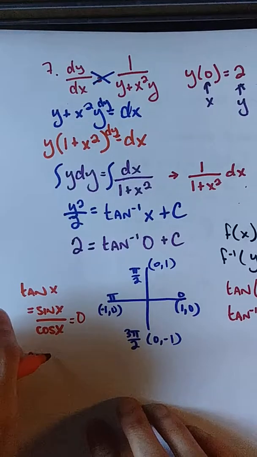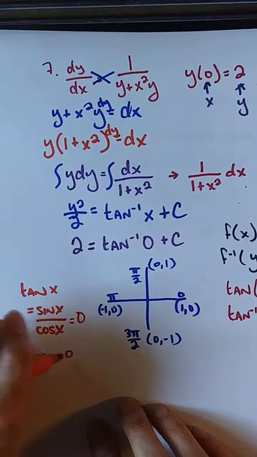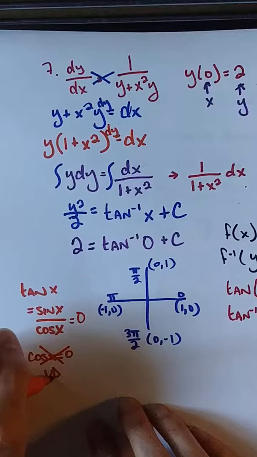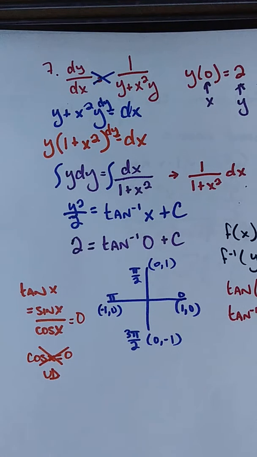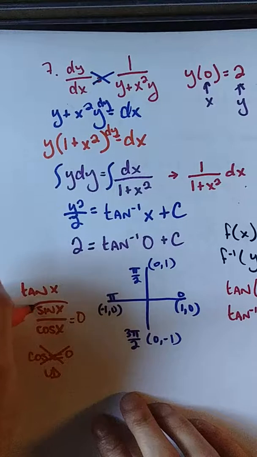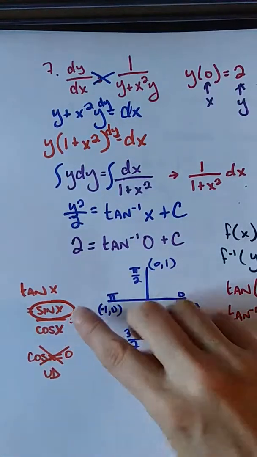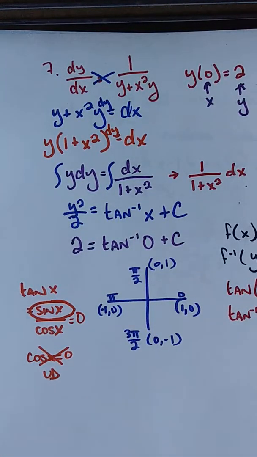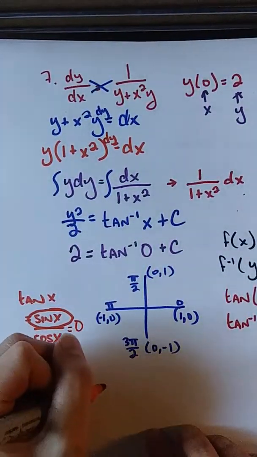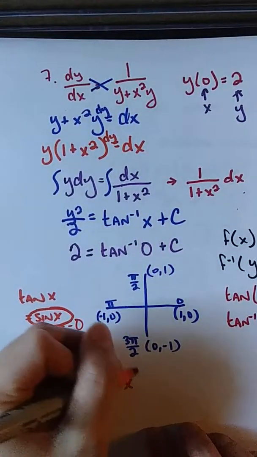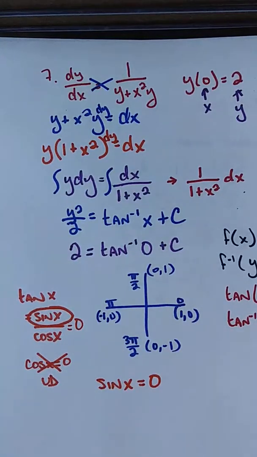Cosine of x equals 0 is going to be undefined for tangent. What I'm looking for is when the numerator of my fraction is 0, because if I divide 0 by anything, it's going to give me 0 as an answer. So what I'm actually looking for on my unit circle is all the places where the sine of my angle gives me 0 as an answer.